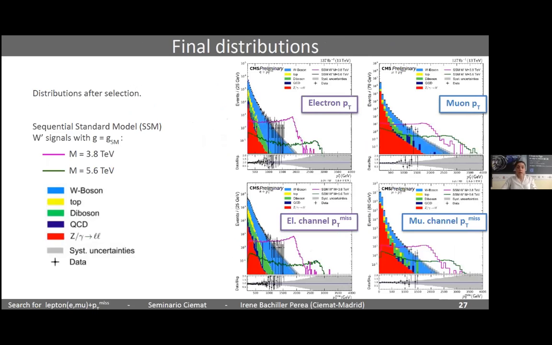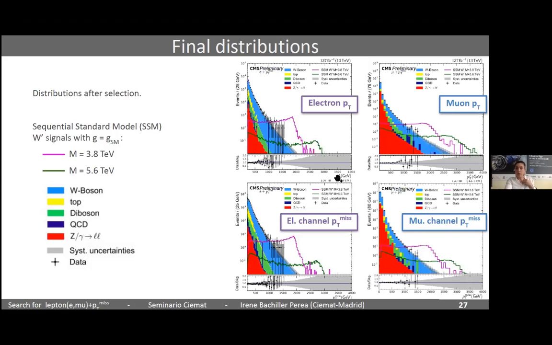Now we have all the ingredients to go to the final distributions. The main distributions of this analysis are the lepton PT that I'm showing here on the top for the electron and for the muon, and the missing PT on the left, on the bottom row. And here together are the data, the Monte Carlo, but also two mass points of the signal of the SSM.